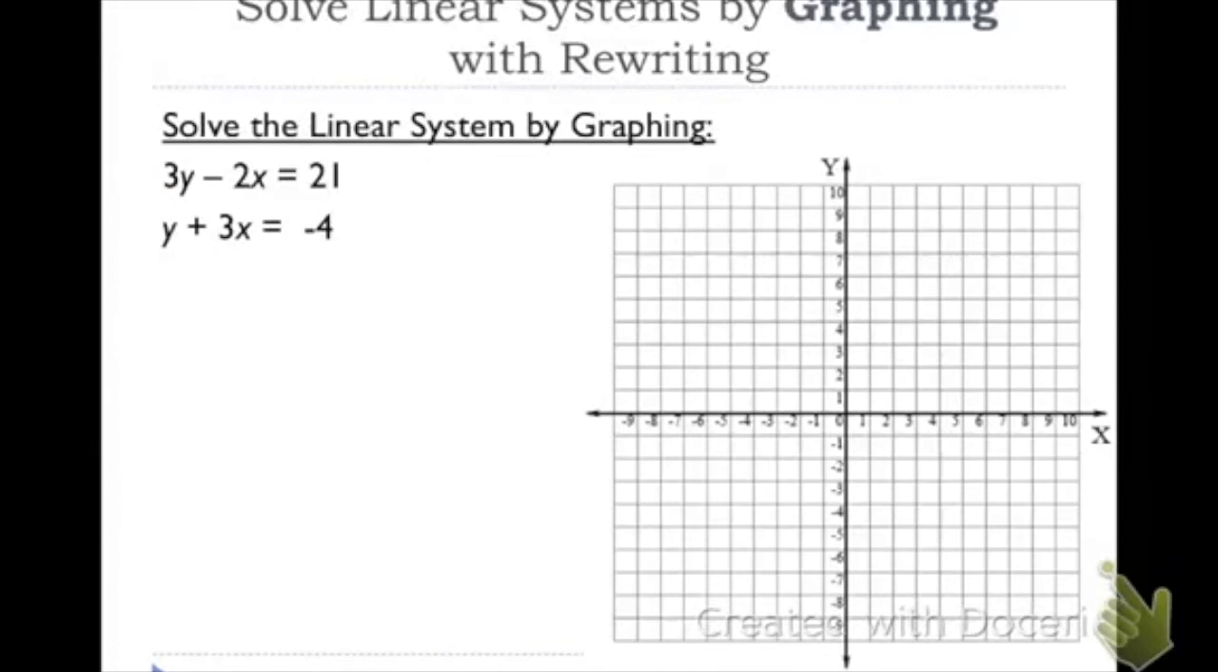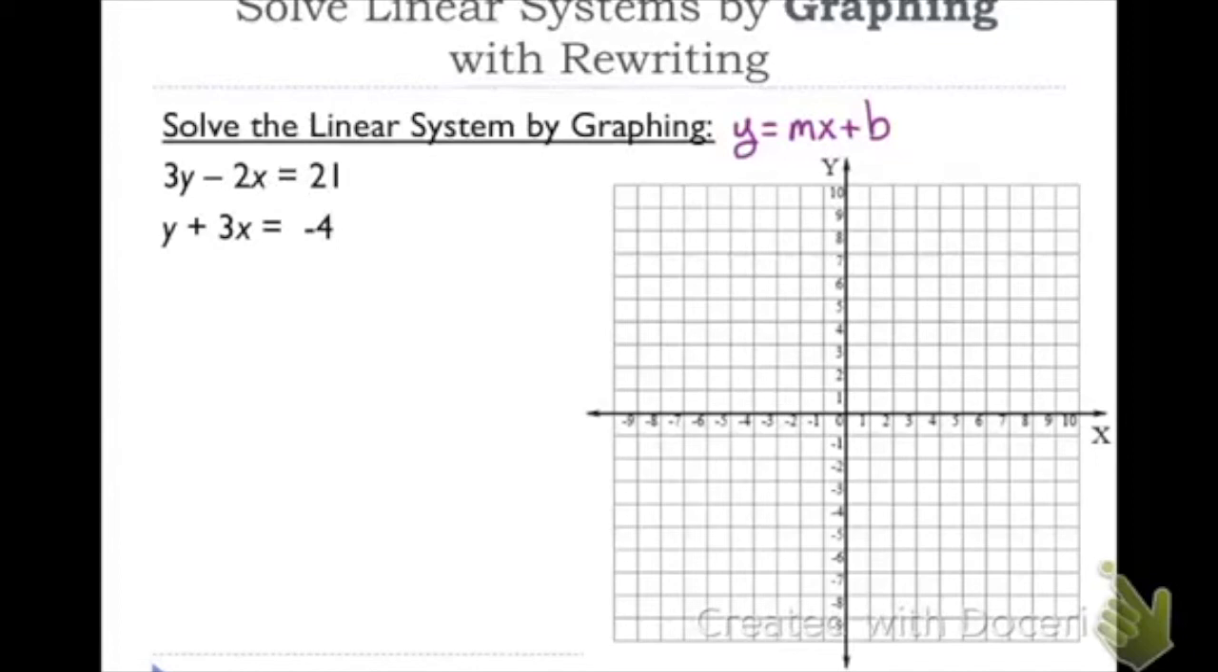I have two equations: 3y minus 2x equals 21, and y plus 3x equals negative 4. I want to graph these two equations, but they are not in slope-intercept form. So the very first thing I have to do is put them in slope-intercept form, which means I have to solve the equations for y. I could find the x and y intercepts, but I'm not going to get pretty x and y intercepts.